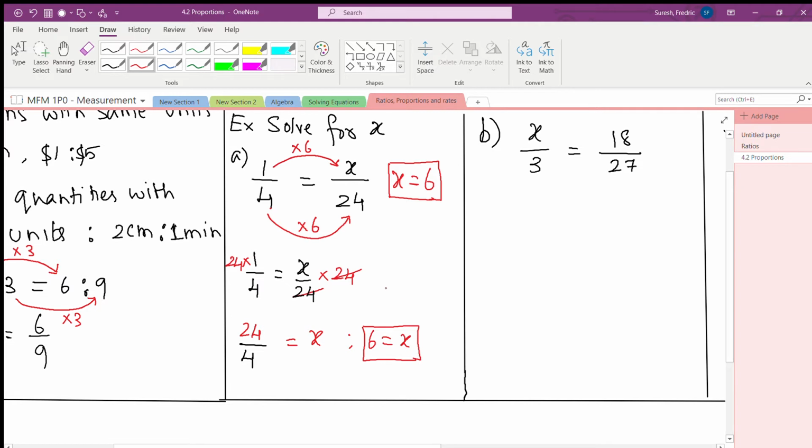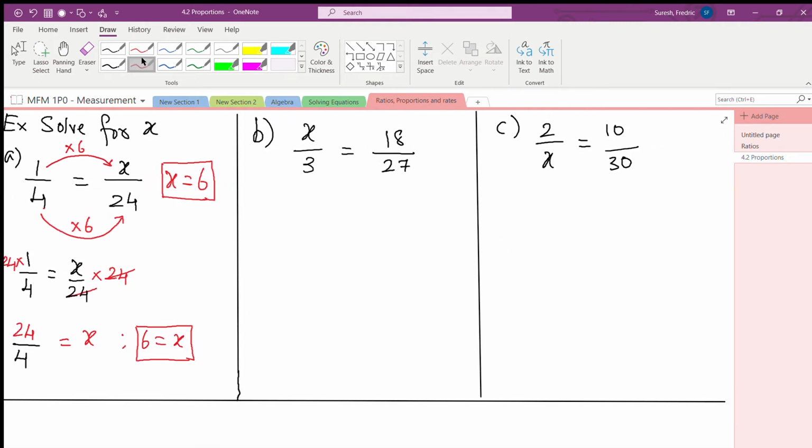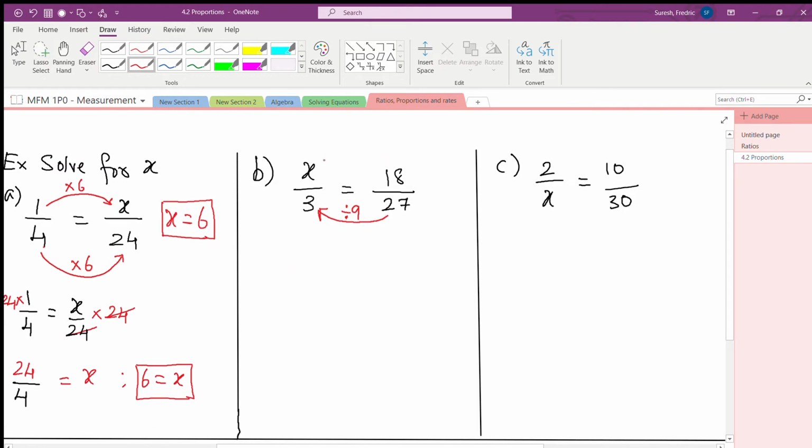In fact, the second method is a bit more powerful than the first method. The second example here, what you realize is to find the x, we need to find out what you should do to the 27 to get the 3. You need to divide the 27 by 9 to get the 3. So do the same thing on top. Divide the 18 by 9 to get the x, and the answer is x equals 2.